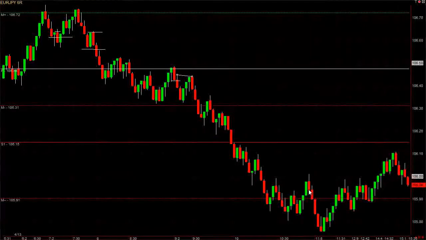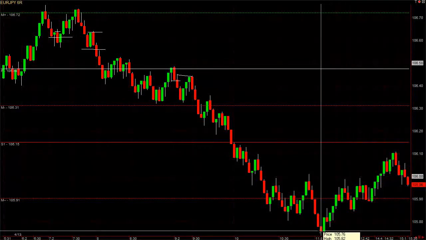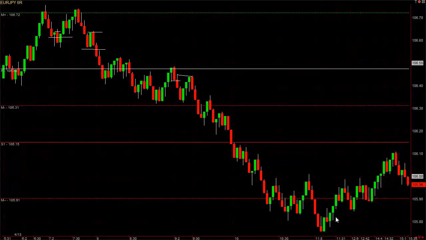Notice the 3-bar pullback, 1 red bar, short right here at 94. It went all the way down to 76 right there. It's about 16 pips. And it's a good, profitable way of trading.